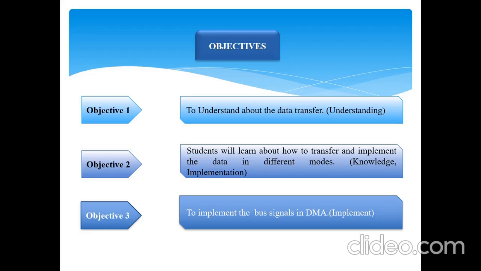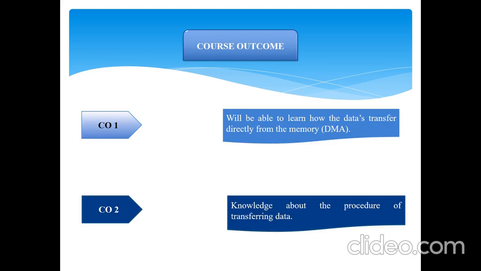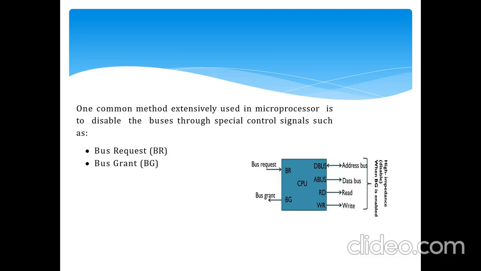So the objectives of this DMA topic are to understand the data transfer, how to implement and transfer the data in different modes, and how to implement the bus signals in DMA. Course outcome: we will be able to learn how data is transferred directly from the memory and the procedure of transferring data.